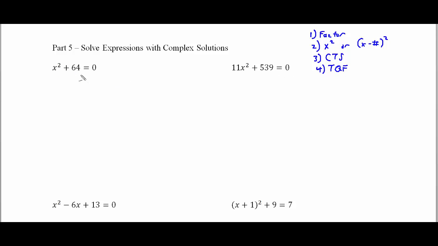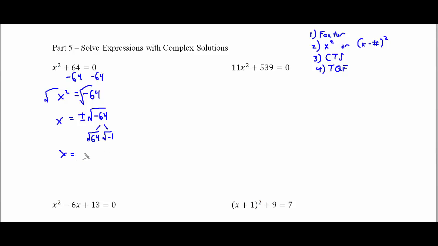So in this first problem, we see that it is not factorable because this is not a difference of squares. So we're going to isolate that x squared, and if we do so, we get x squared is equal to negative 64. Take the square root of both sides, and this is going to give me x is equal to plus or minus the square root of negative 64. And what we learned in a previous video is that we can break that down into the square root of 64 times the square root of negative 1.